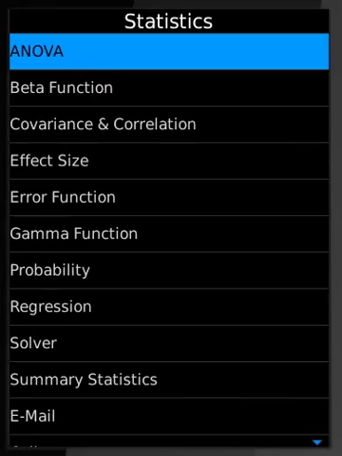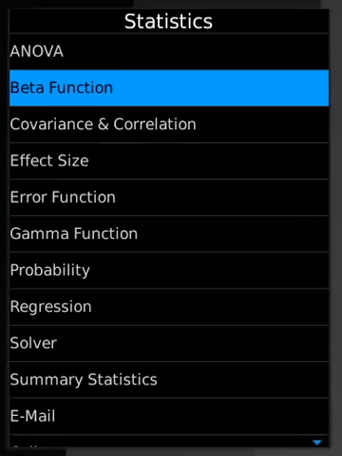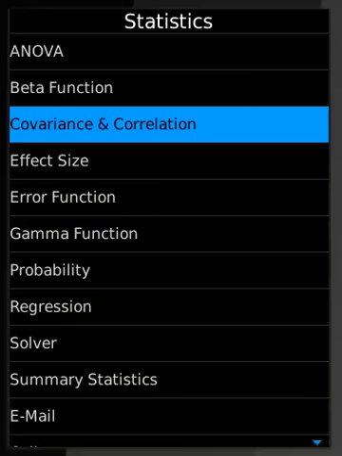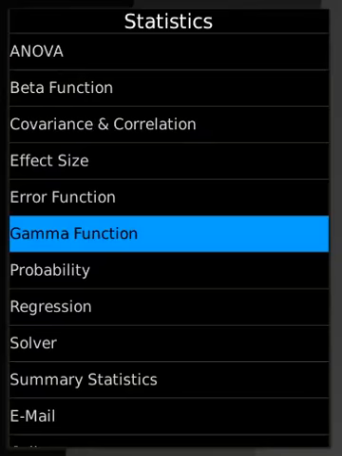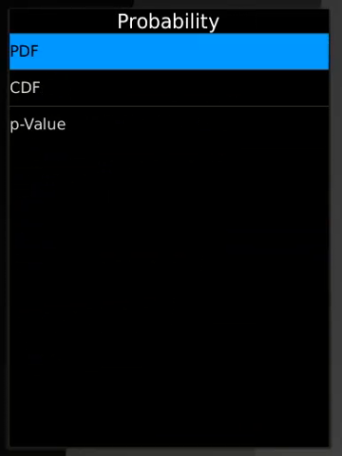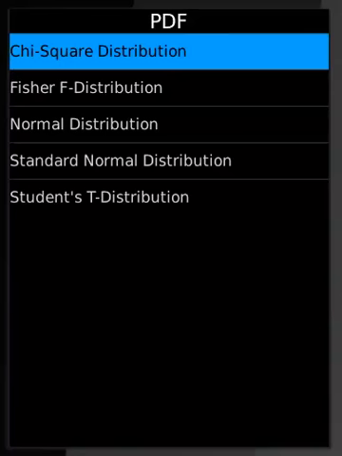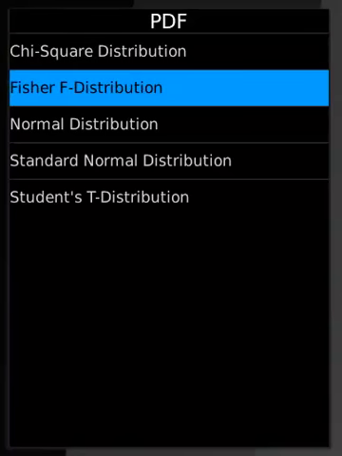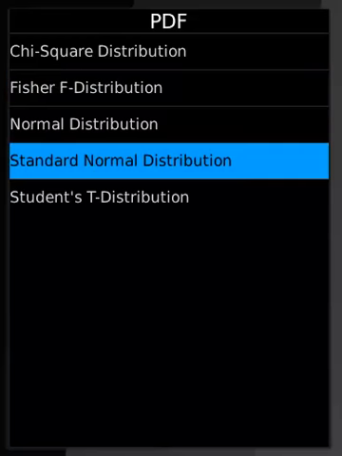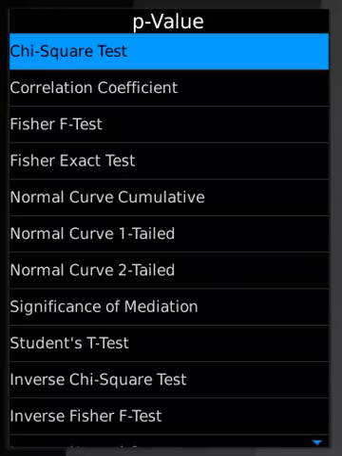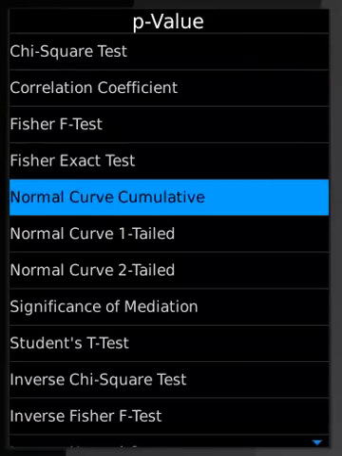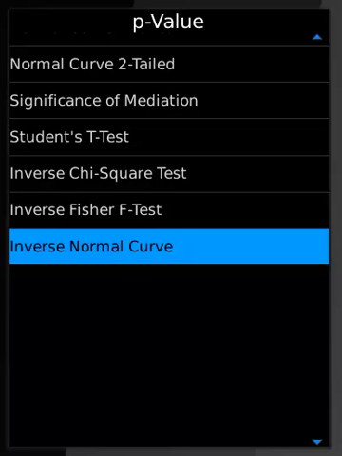On statistics, it covers ANOVA, analysis of variance, covers beta function, covers covariance and correlation, effect size, error function, gamma function, then probability within that PDF, CDF and p-value. Within PDF it covers chi-square distribution, Fisher F, normal, standard normal, and students T. CDF the same thing. P-value, it calculates p-values, it also calculates inverse p-values.